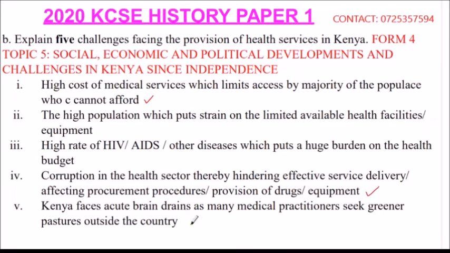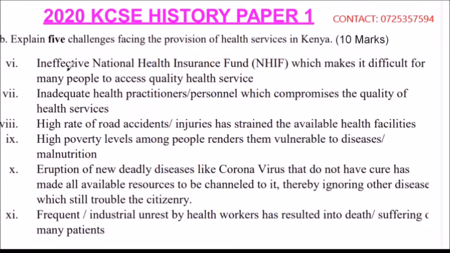Number 5, Kenya faces acute brain drain as many medical practitioners seek greener pastures outside the country. So there are those doctors who are trained here in Kenya, but because they get better pay and a better life in developed countries, they move to those countries. So we end up having a deficiency of qualified personnel. We have number 6, ineffective national health insurance, which makes it difficult for many people to access quality health.